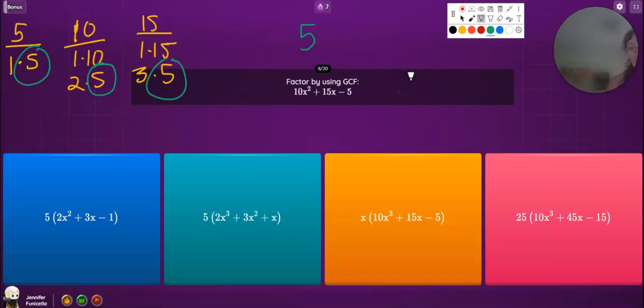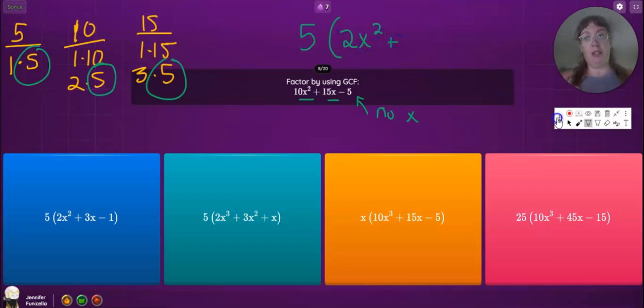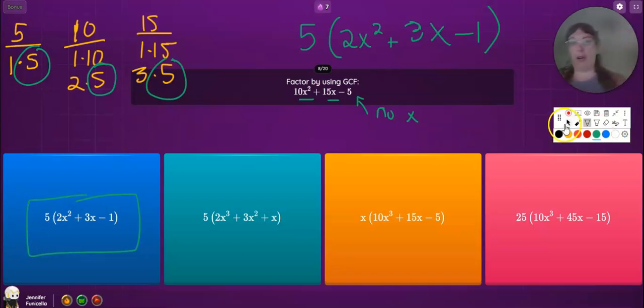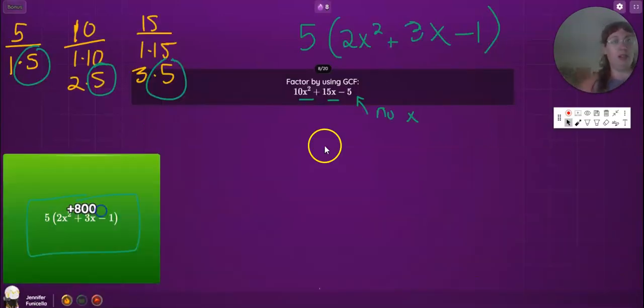Can we take out any x's? So we have an x squared, we have an x, and then there's no x in that last term. So we can only take out a 5. And when we divide everything by 5, we get 2x squared plus 3x minus 1, which is this first one in the left corner there. Beautiful.